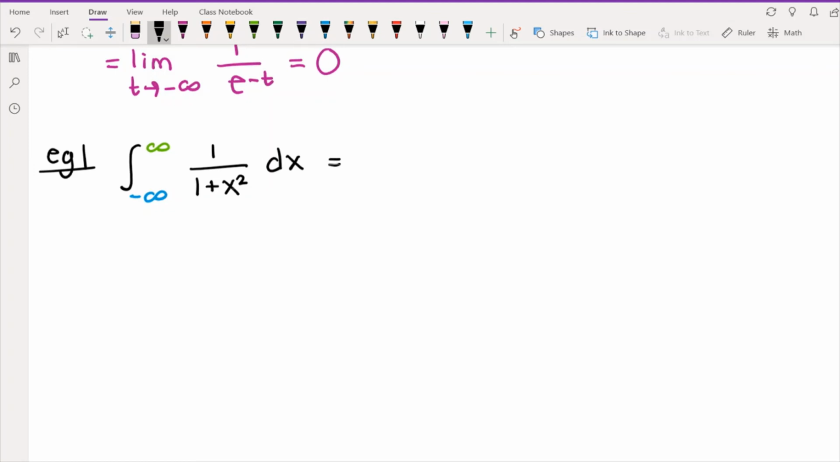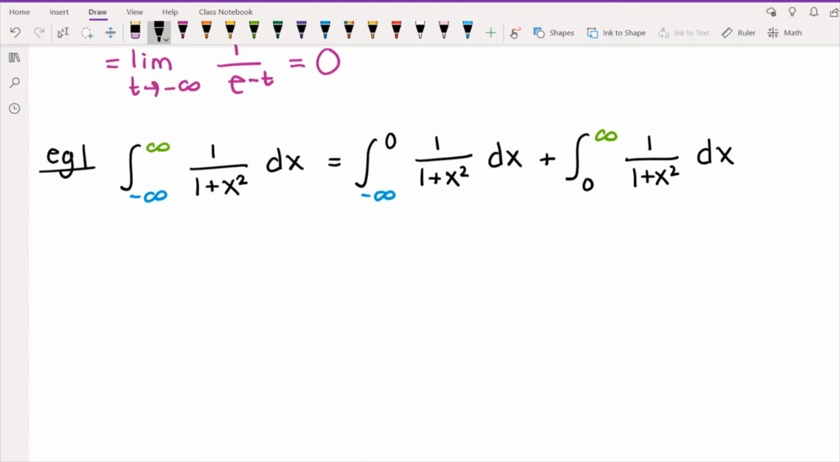So we're going to rewrite this as the integral from negative infinity to, and we can pick whatever number we want to split it up. So we might as well pick an easy number like, let's say, 0. So we can rewrite this as the sum of the integral from negative infinity to 0, and then the integral from 0 to infinity of 1 over 1 plus x squared. Right? So it's just like an integration rule that we learned at the beginning of the class. And so now we can treat each of these individually.